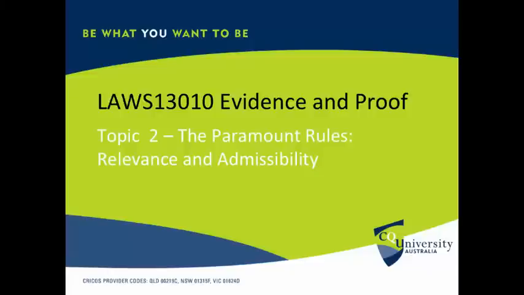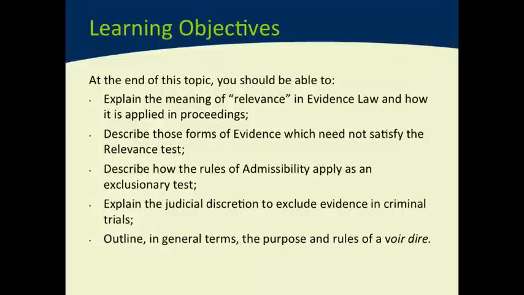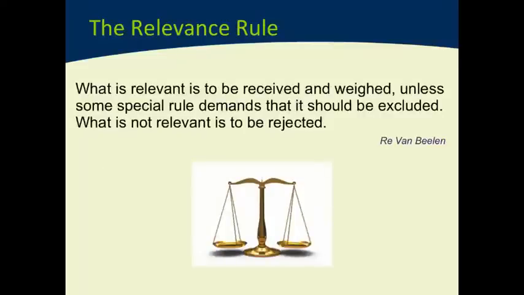So by the end of the lecture and by the end of the readings, you should be able to explain the meaning of relevance and how it's applied. You should be able to describe the forms of evidence which need not satisfy the relevance test, describe how the admissibility rules apply as an exclusionary test, talk about judicial discretion to exclude evidence, and talk about the concept and meaning of what we call a voir dire. So let's go through those one by one, starting with the relevance rule.